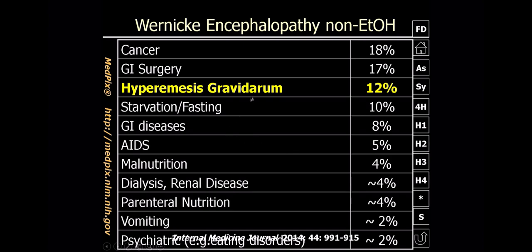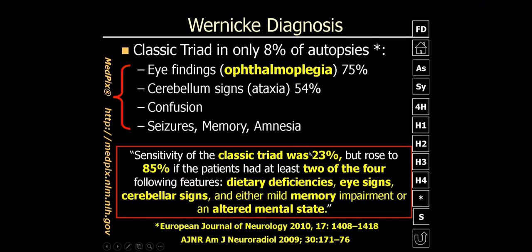But I want everyone to remember hyperemesis gravidarum, because you'll have pregnant women that have all kinds of symptoms, and one of the things that we don't think about is that they might have Wernicke's disease because they're young and they're healthy and they're not alcoholic. The classic triad of Wernicke's encephalopathy is usually not present. It's only present in a minority of patients.